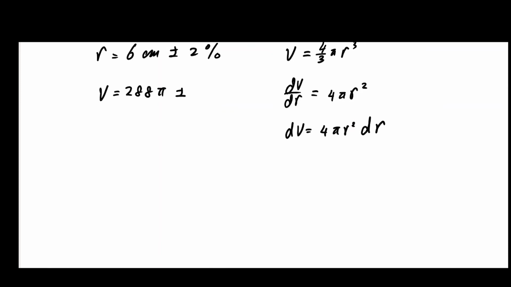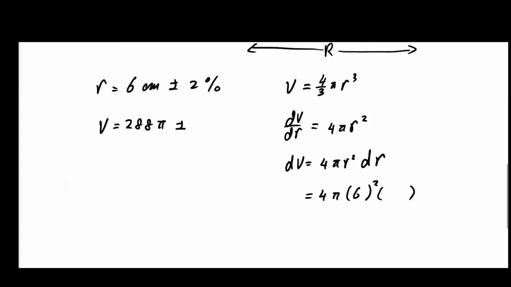What do we plug in where? 4 pi. What do we plug in for r? 6. That's easy. The question is this one. What do we plug in for dr? 2%? Not quite. It's 2% of 6. You get it? What's the 2% of 6? We have to actually calculate realistically.